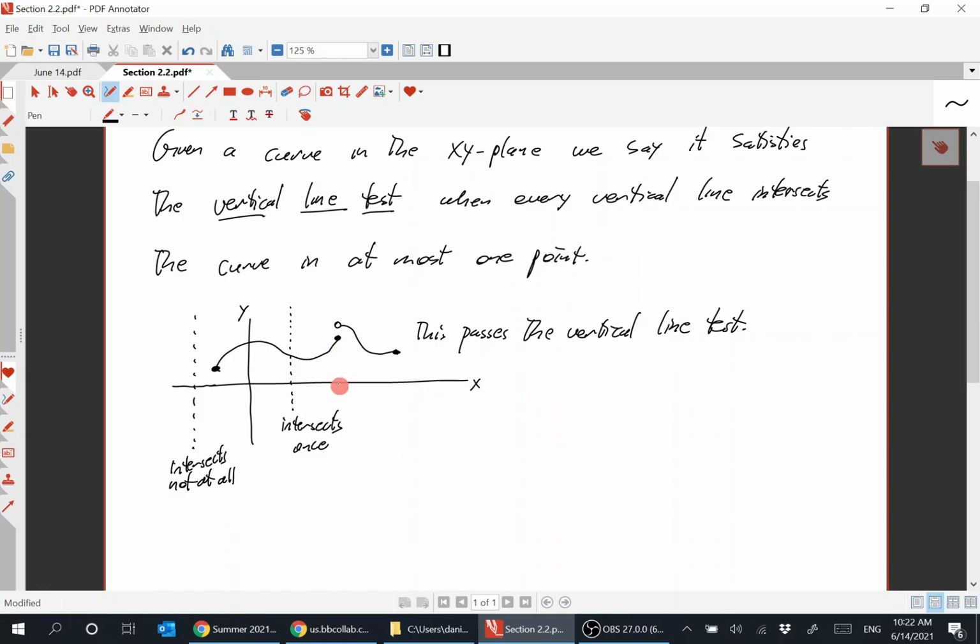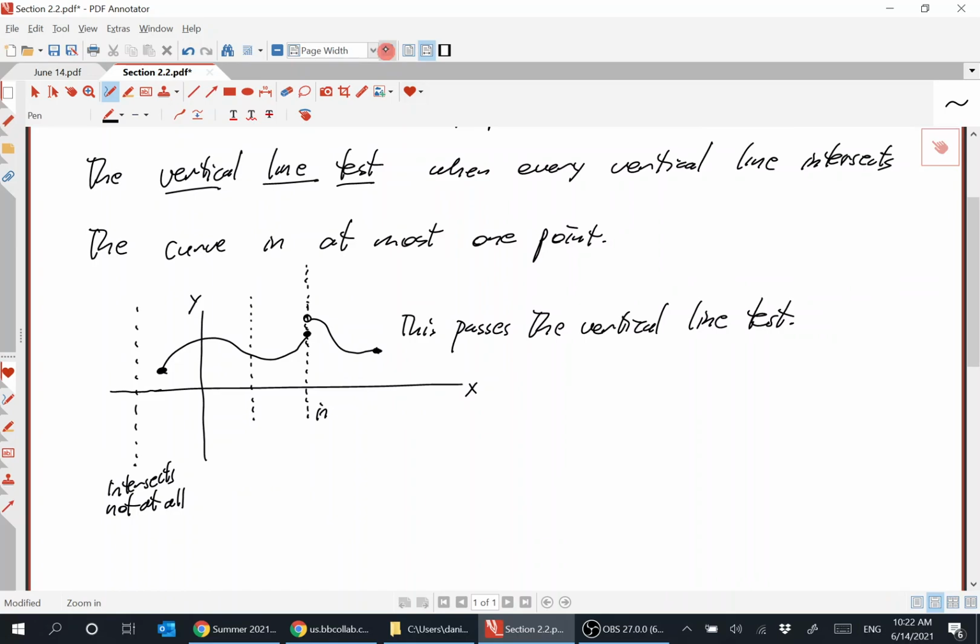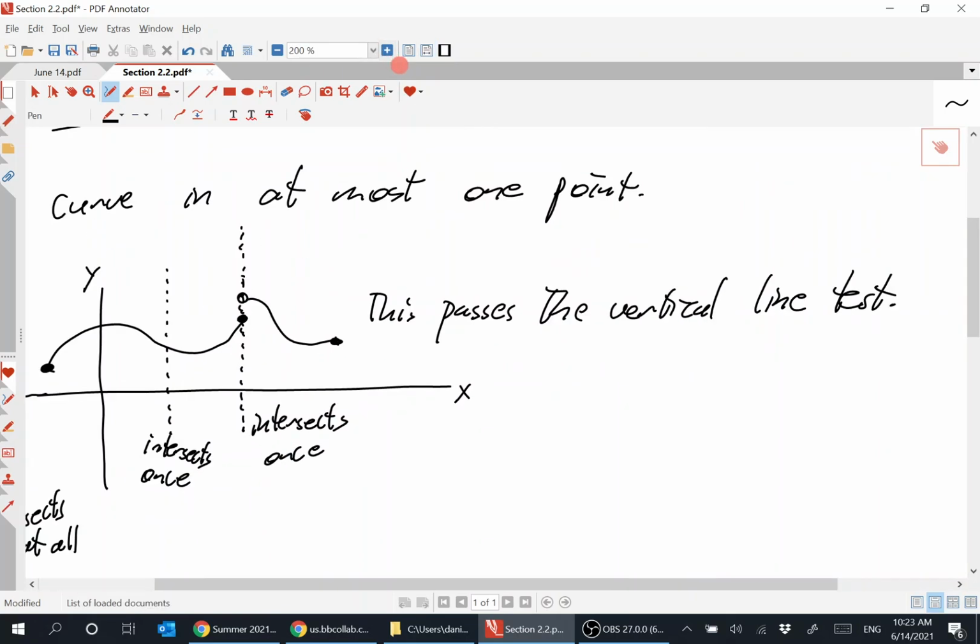And this vertical line here also intersects once. Now, you may say it intersects twice, but the meaning of that open dot... so this intersects once, intersects once. Now, you may look at that and say, well, that intersects twice.